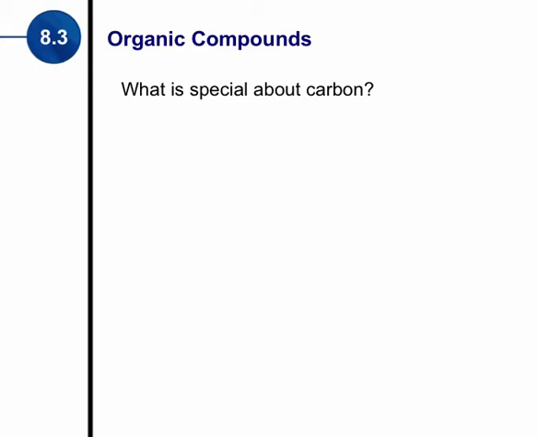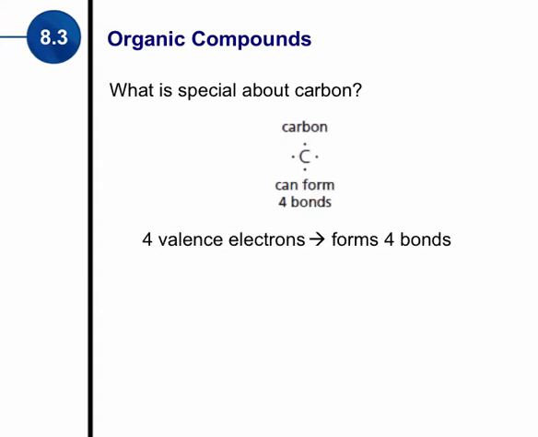Now the real question here about organic compounds is why carbon? What makes carbon so special? Well, here's our Lewis diagram for carbon, and remember the dots on the outside of C represent the number of valence electrons, and this is what makes carbon so special. It has 4 valence electrons, so it can form 4 bonds.